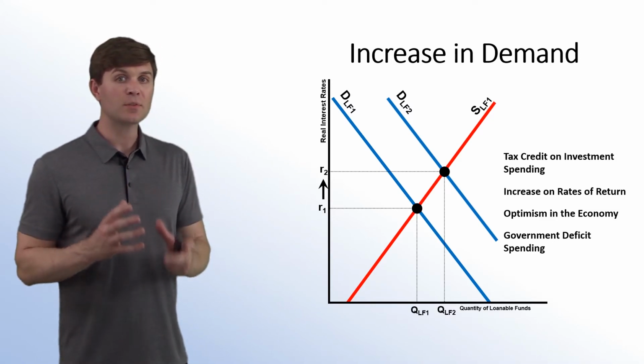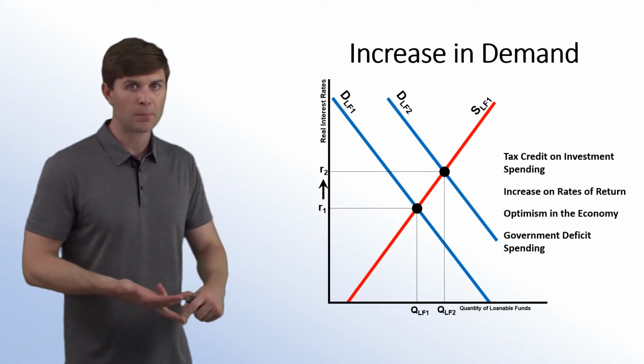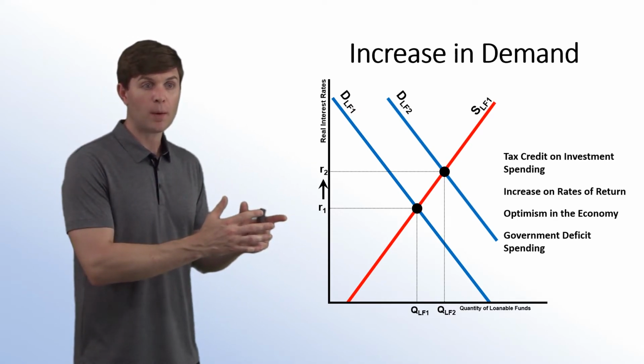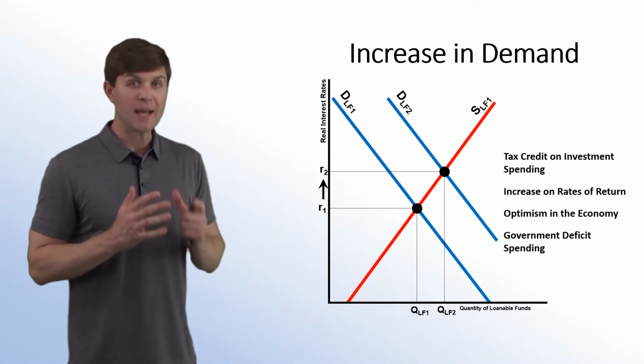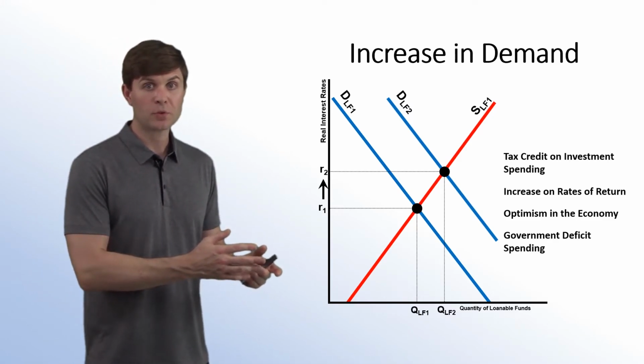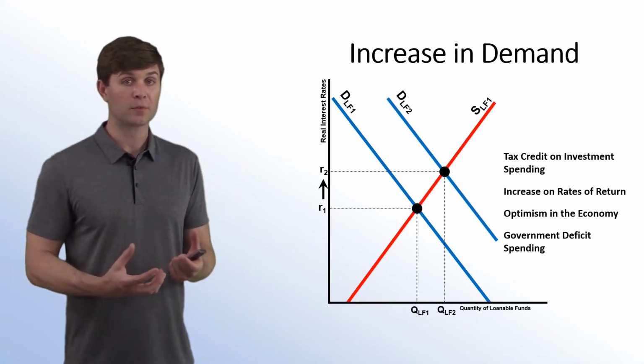Anything that makes businesses want to invest more, to increase their capital, to increase their buildings, any of that is going to cause the demand for loanable funds to go up. Any government deficit spending, only deficit spending, is going to cause the demand for loanable funds to go up because they got to borrow that money from somebody when they're spending without the actual tax revenues to cover it.